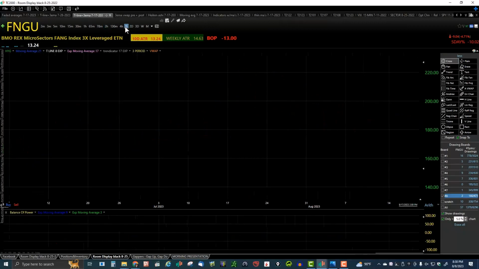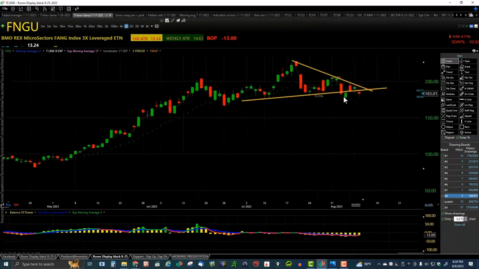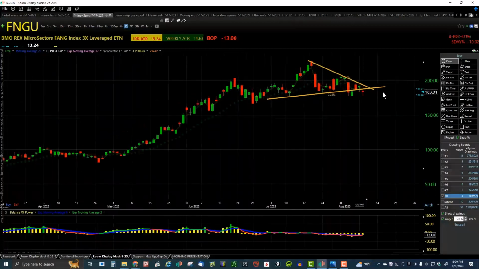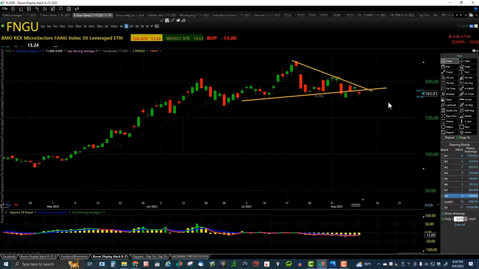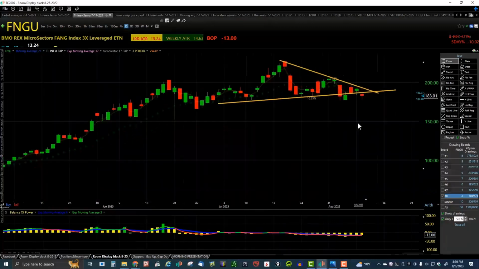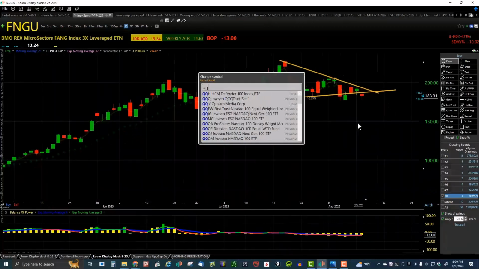If we go to the daily, you can see where you kind of get that rubber band effect. As price comes down, it comes back up. As price comes down, notice it comes back up. Price came down, and you notice it's trying to find its way back over this neckline for this head and shoulders pattern on the FNGU. And you have a triangle playing out here. Eventually, one of these trend lines will win over the price action in the near future. We'll see what happens. But that's FNGU. And let's take a look at QQQ.